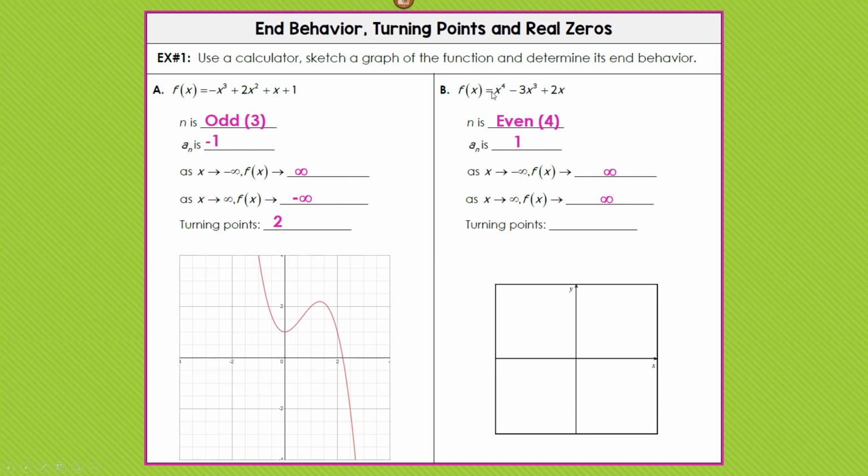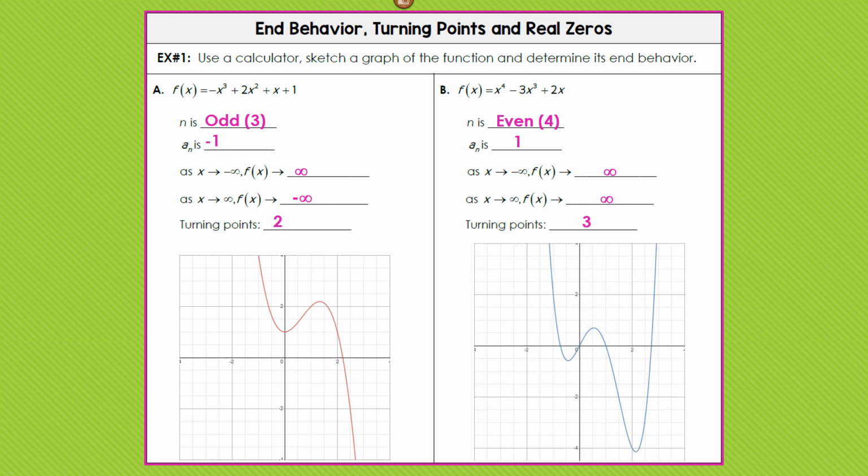With this one, we would have at most 3 turning points. If we look at our graph, it looks something like this. We can see that it's up on both the left and the right, and we've got 1, 2, 3 turning points.